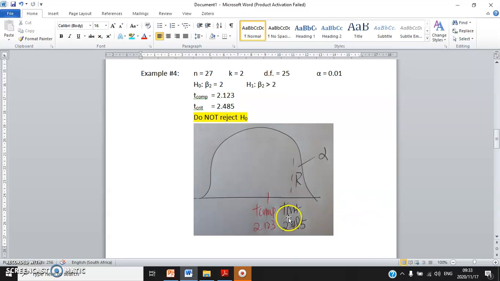And this time you clearly see the computed t-stat does not lie in the rejection region. In other words, since the computed t-stat is smaller than the critical t-stat, we do not reject the null hypothesis. Then it means from a statistical point of view, the null hypothesis is more likely to happen. Meaning in the PRF, the true slope parameter would most likely be equal to 2.